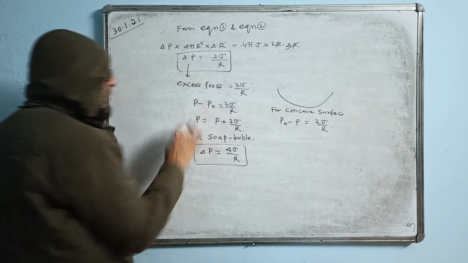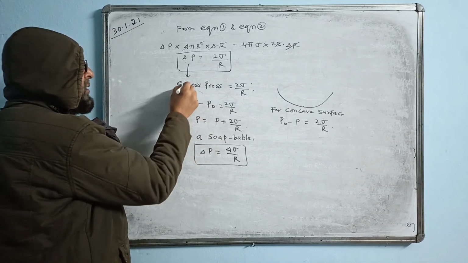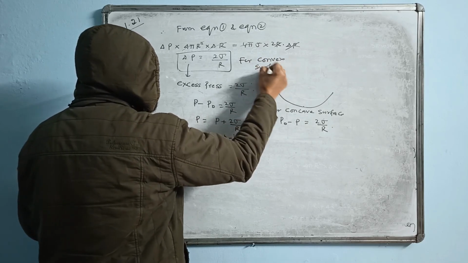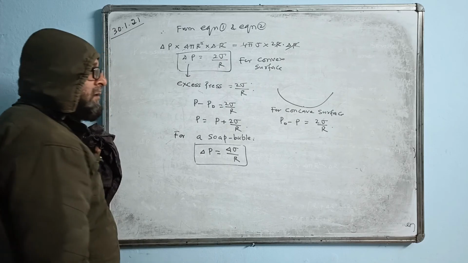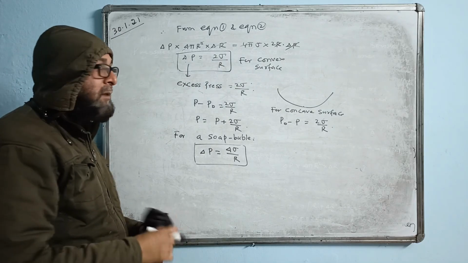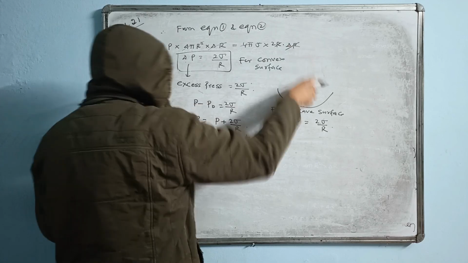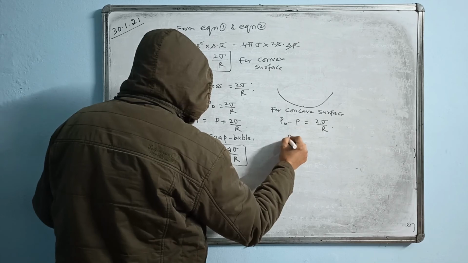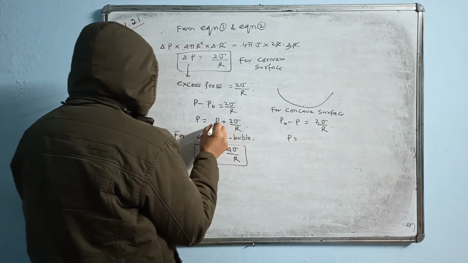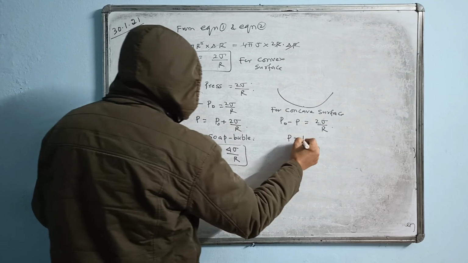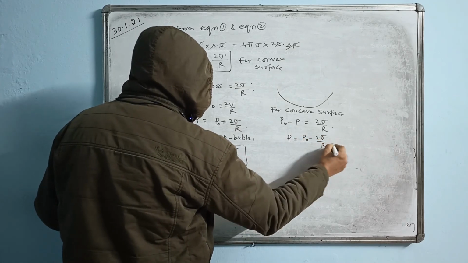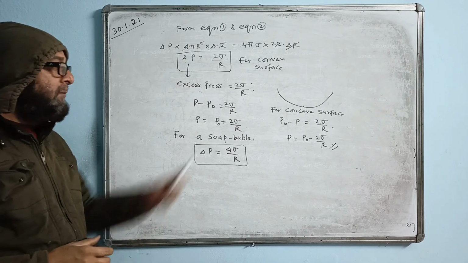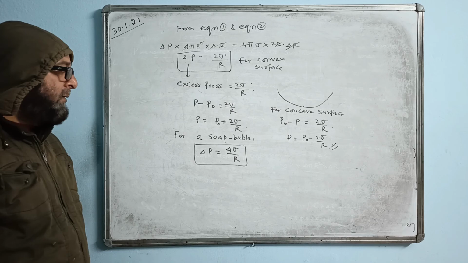What I did previously was for a convex surface. This was the formula for excess pressure for a convex surface. But if the surface is like this, that time atmospheric pressure will be bigger than this. This pressure will be expanding it. So the value of P will become P naught minus 2 sigma by R. So we have to be careful what kind of surface it is, convex or concave, and accordingly we will make the correction. Here also P naught you have to write.